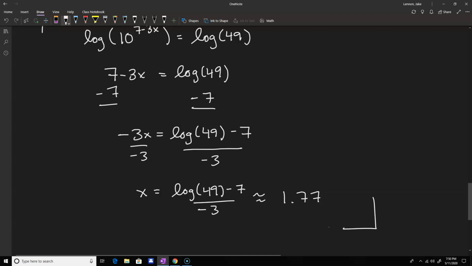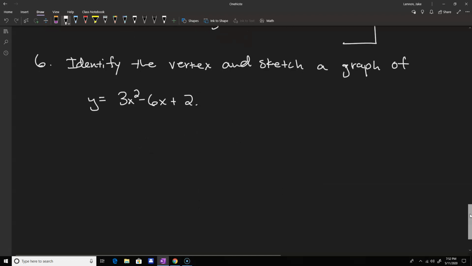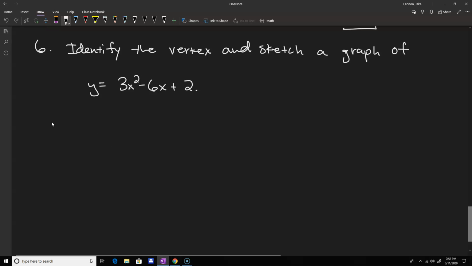Again, you don't have to get the approximate value, but if you were using this for some type of application problem where you had a measurement or something like that, it would often be a good idea. And the accuracy that you want is going to depend on the accuracy of the measurements that you're using. So for number 6, we have a parabola. We want to identify the vertex and sketch a graph.